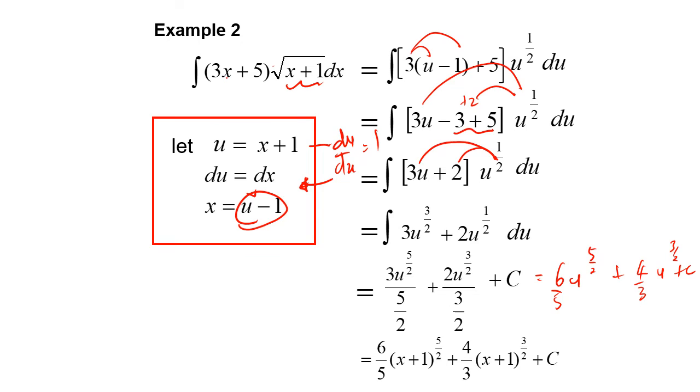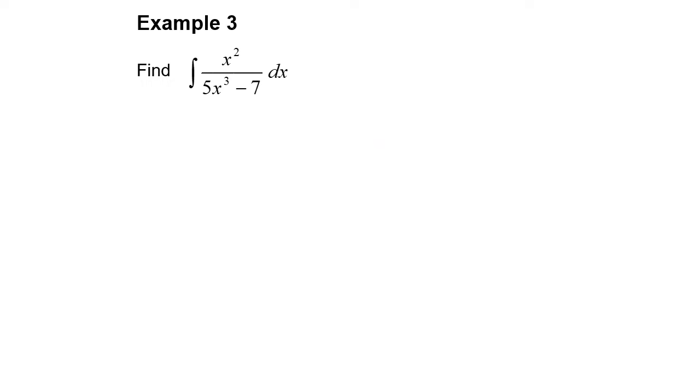But now because we want the answer in terms of x, because the question is in terms of x, then replace back the u with x plus 1. That's why we have 6 over 5 of x plus 1 to the power of 5 over 2 plus 4 over 3 multiplied by x plus 1 to the power of 3 over 2 plus c. Okay, so that is example 2.